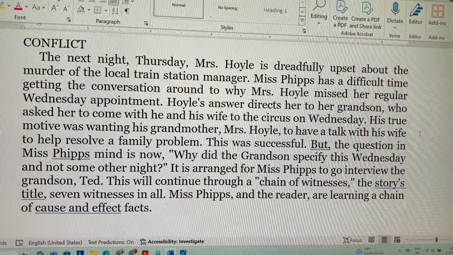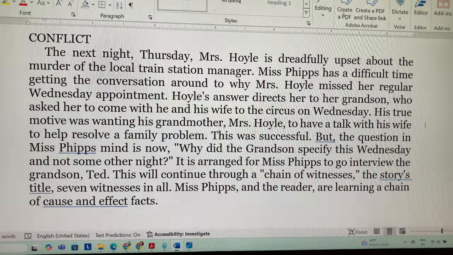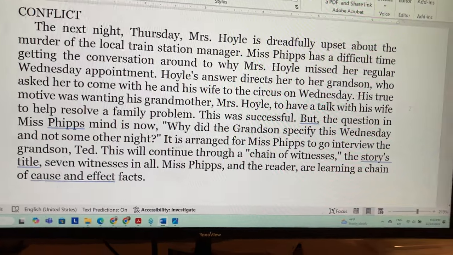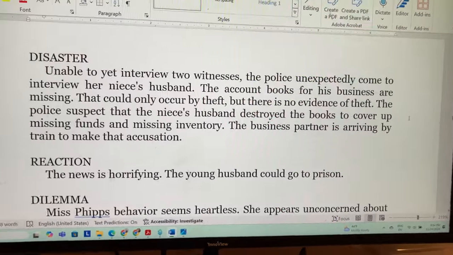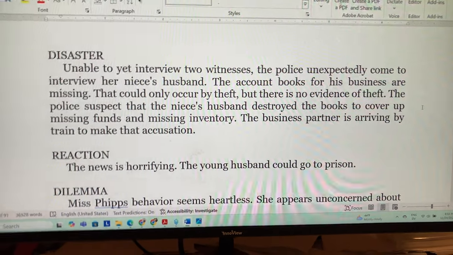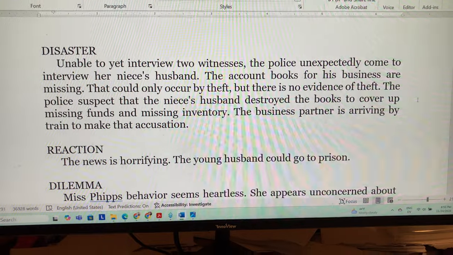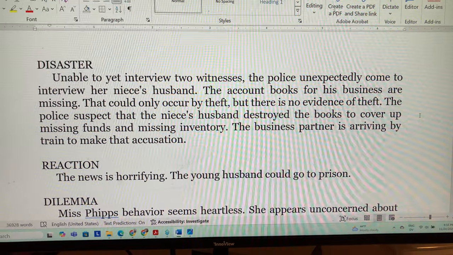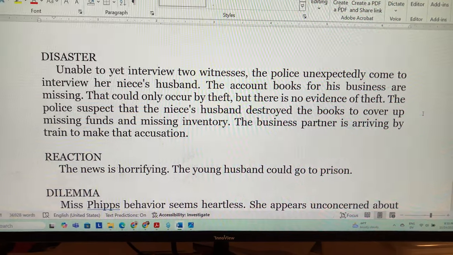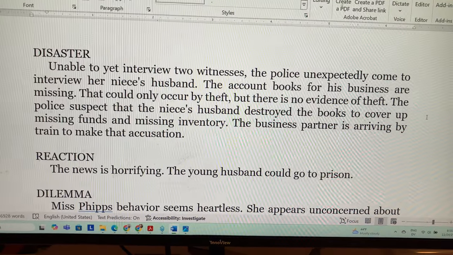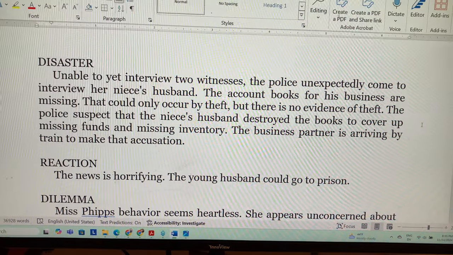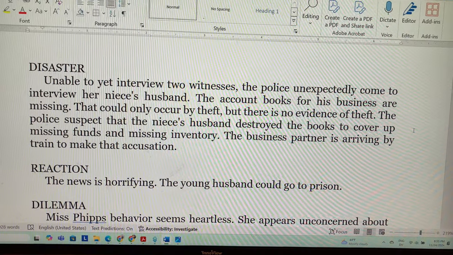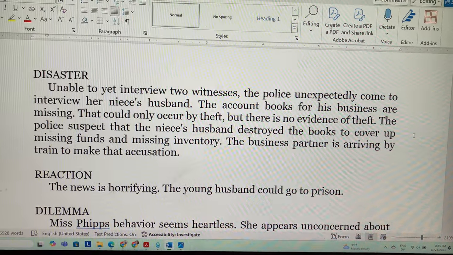This will continue through a chain of witnesses, the story's title. Seven witnesses in all. Miss Phipps and the reader are learning a chain of cause and effect facts. The end of the scene, disaster. Unable to yet interview two witnesses, the police unexpectedly come to interview her niece's husband. The account books for his business are missing. This could only occur by theft, but there is no evidence of theft. The police suspect that the niece's husband destroyed the books to cover up missing funds and missing inventory. The business partner is arriving by train to make that accusation.